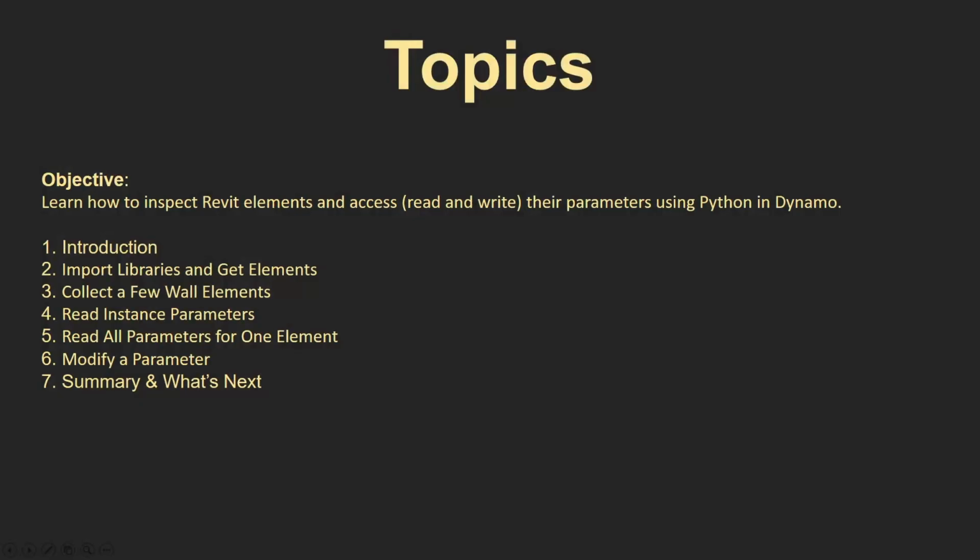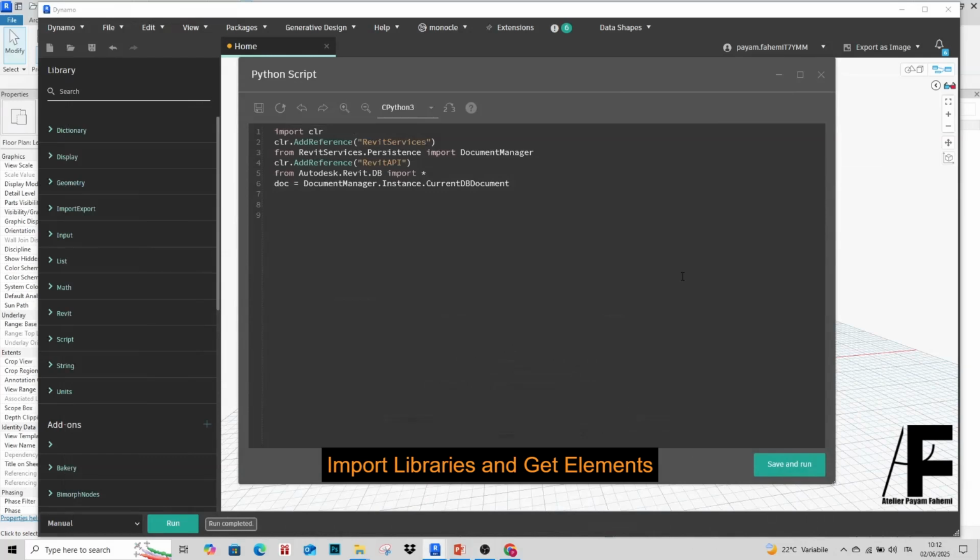In the last lesson, we learned how to collect elements like walls, doors, and levels. Now let's explore how to interact with element data, especially parameters. This is where most real automation work happens. As before, we load Revit libraries and grab the active document. Then we will collect a few elements to inspect their parameters.